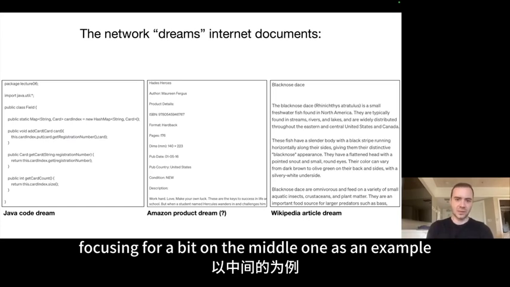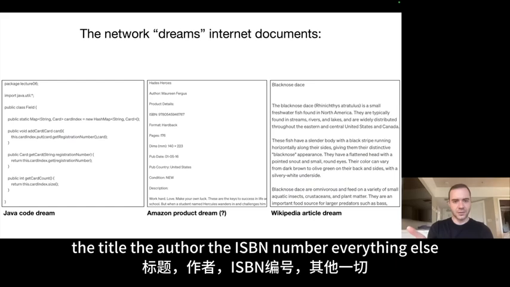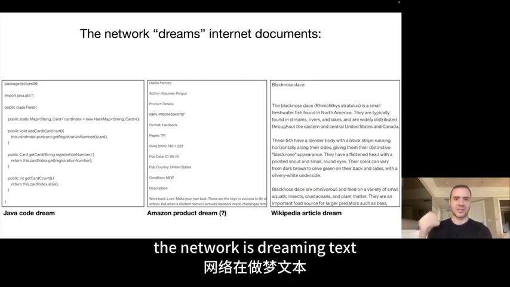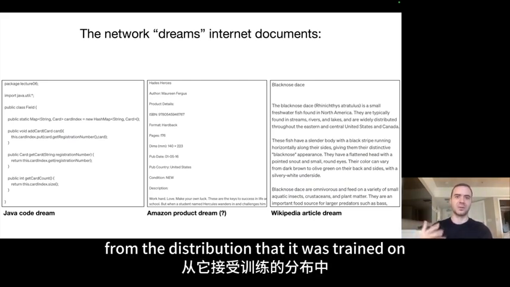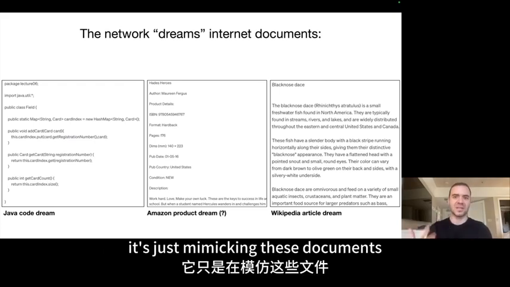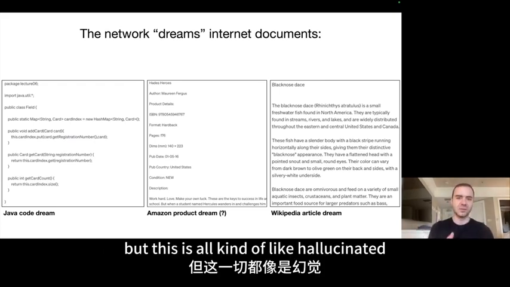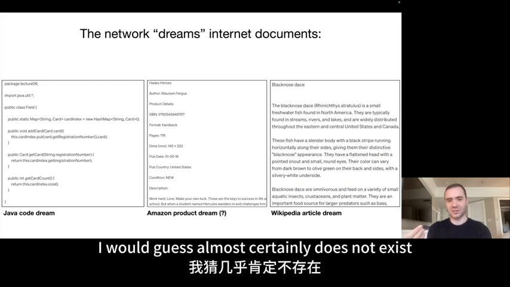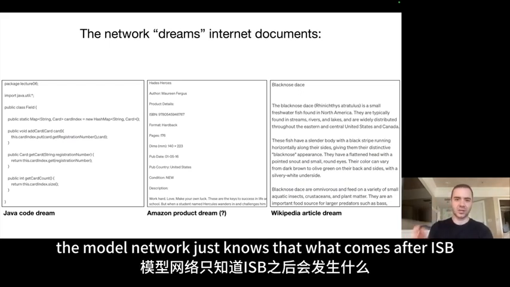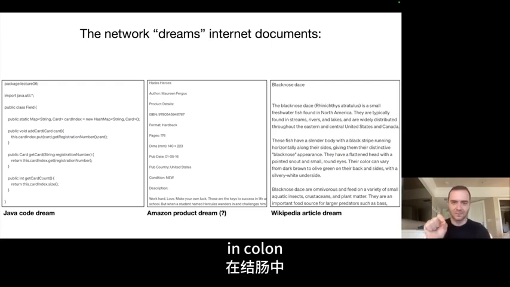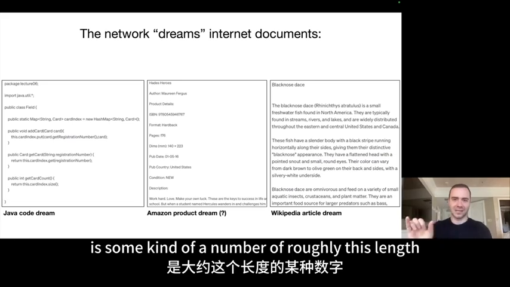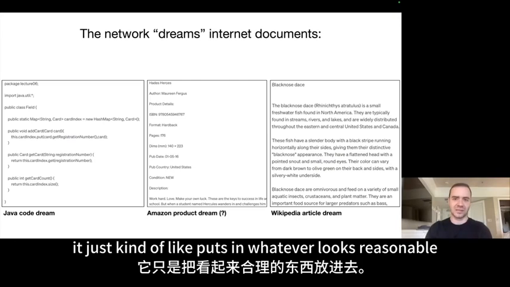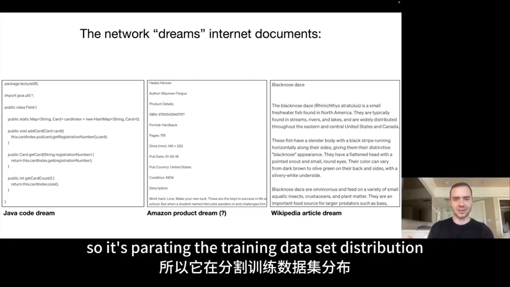Focusing for a bit on the middle one as an example, the title, the author, the ISBN number, everything else, this is all just totally made up by the network. The network is dreaming text from the distribution that it was trained on. It's just mimicking these documents. But this is all kind of hallucinated. So for example, the ISBN number, I would guess almost certainly does not exist. The network just knows that what comes after ISBN colon is some kind of a number of roughly this length, and it's got all these digits. And it just puts in whatever looks reasonable. So it's parroting the training data set distribution.